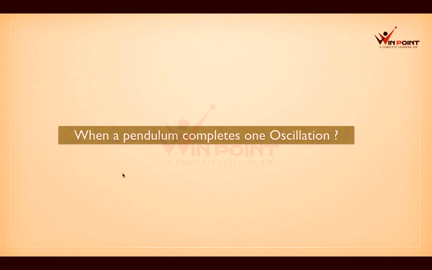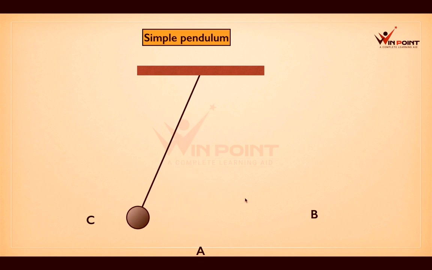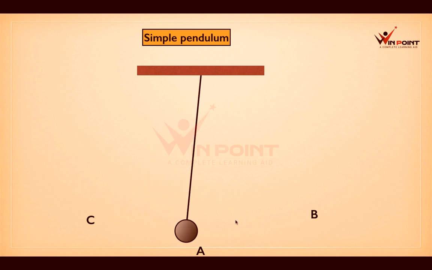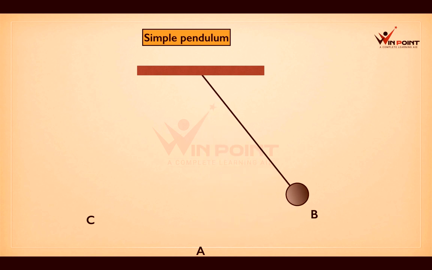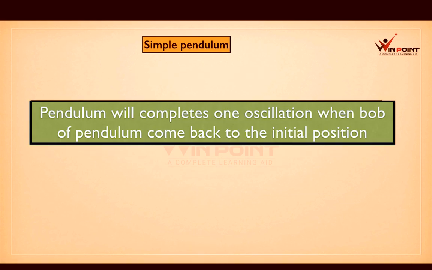Now we are going to discuss one oscillation of a simple pendulum. It is a simple pendulum. One end of that string is fixed here and the other end has a bob. And this is going to move. It is starting from here. It is reaching C and it is reaching A and it is reaching B and it is coming back to A. Now it has completed one oscillation. A pendulum will complete one oscillation when the bob of the pendulum comes back to the initial position.